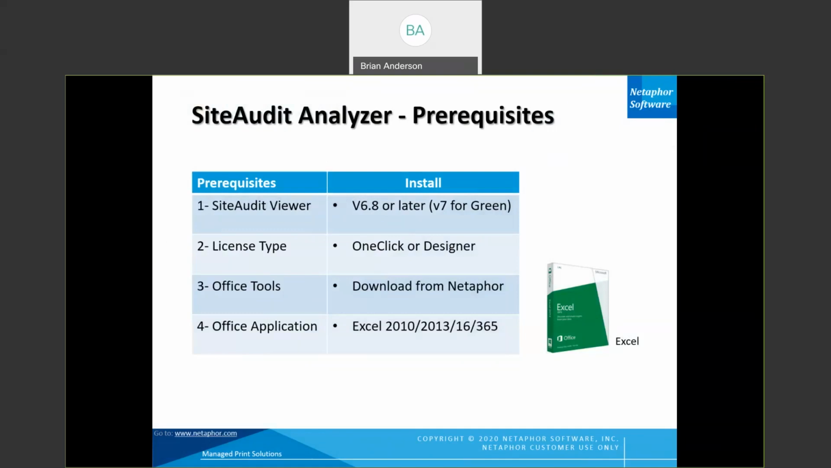Second, you'll need a license, and you can get the one-click or the designer license. The designer is really made for more advanced usage where you want to design your own reports and you've got experience with pivot tables. For 95% of most people, the one-click license is fine. And there's two other things you're going to need. You're going to need to download from the Netaphor website something called Office Tools, which is a runtime version of Visual Studio. That's free, and you can just download it from our website. And of course, you're going to need to have Excel, and we support most all the versions of Excel from 2010, 13, 16, and Office 365.